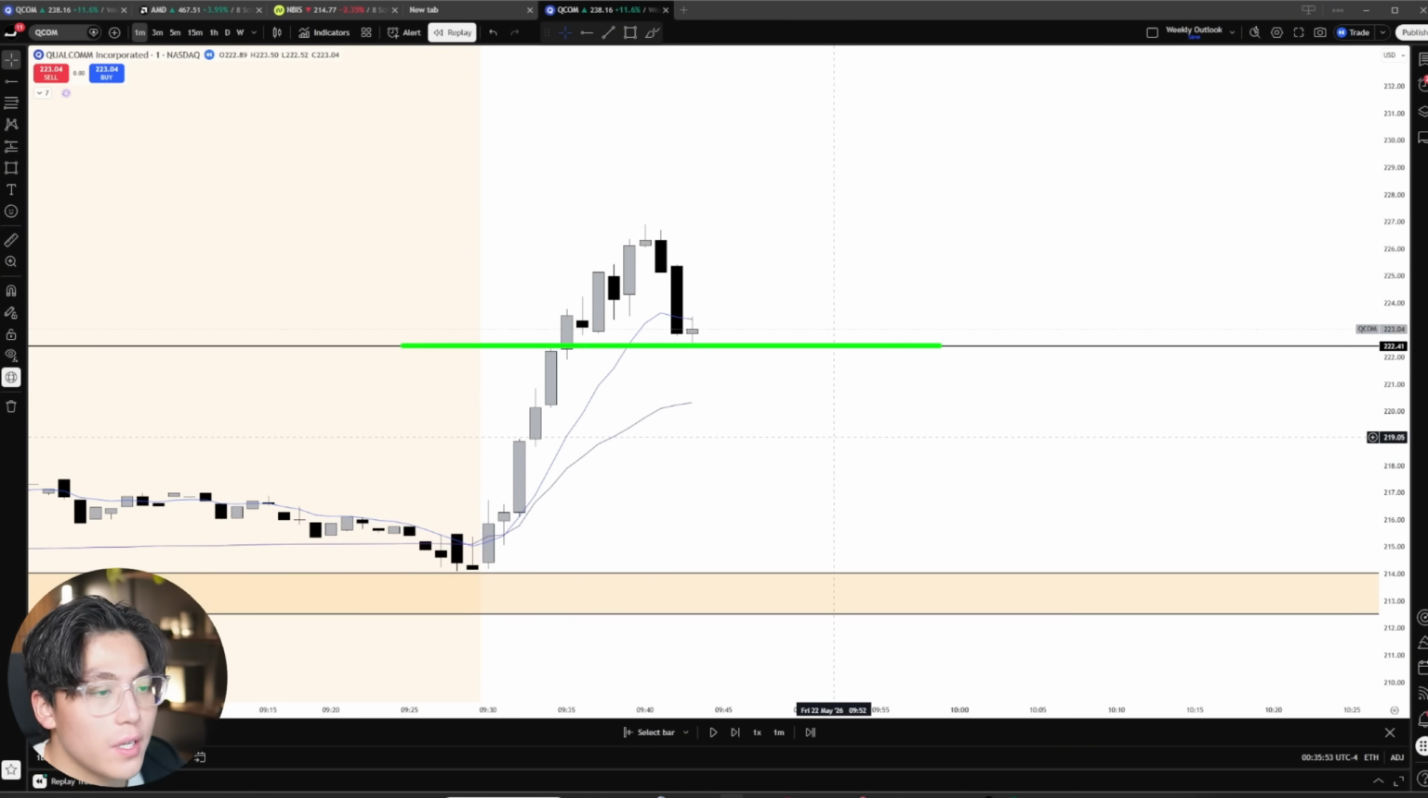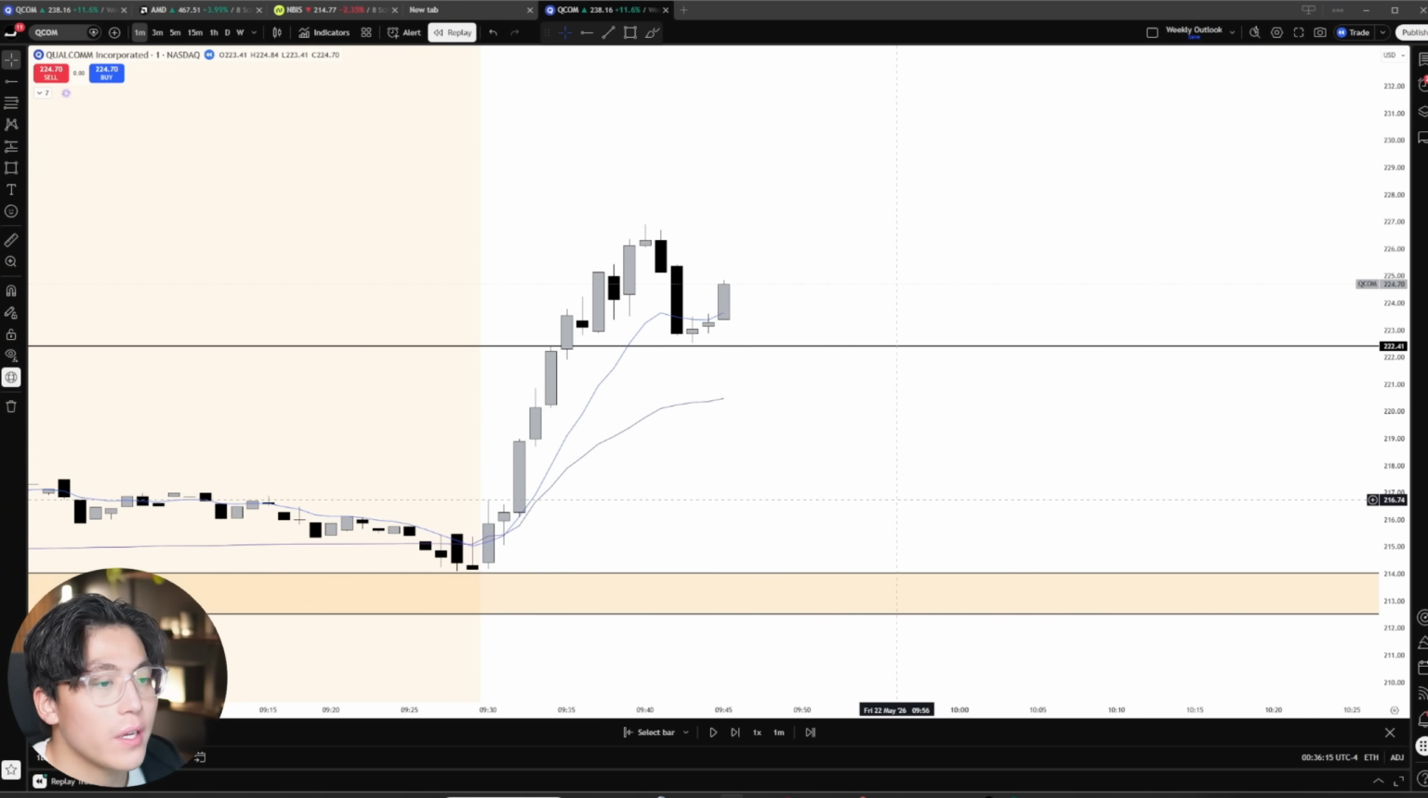So as you can see right here on Qualcomm, we have that nice push towards the upside. Now we're coming back down to retest a very key level. In this case, we have our 5-minute range high. We also have this 9 EMA lingering here as well. So let's see if any buyers can step up for a potential pushback towards the highs.